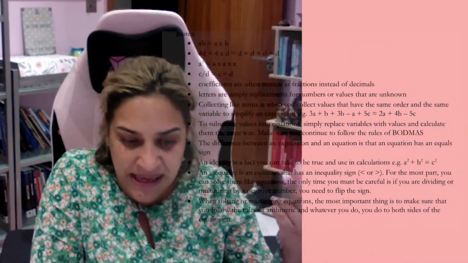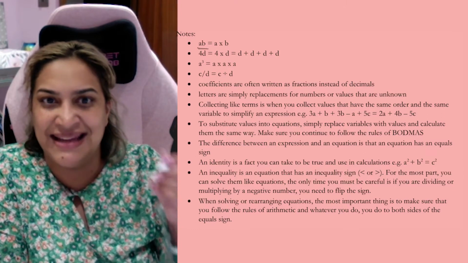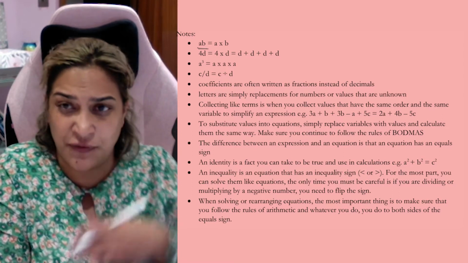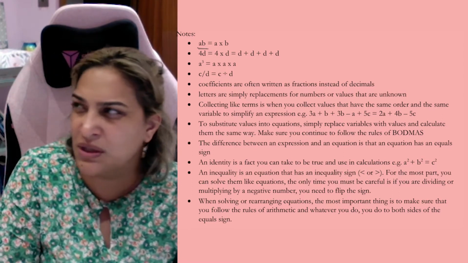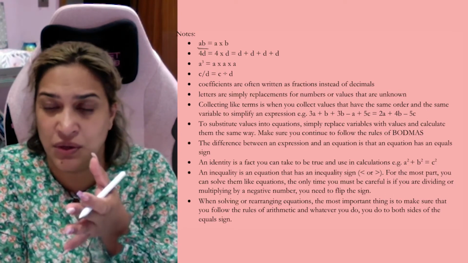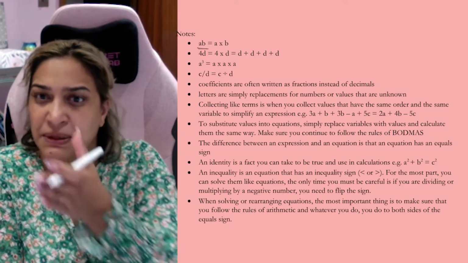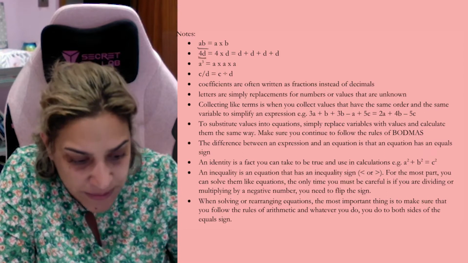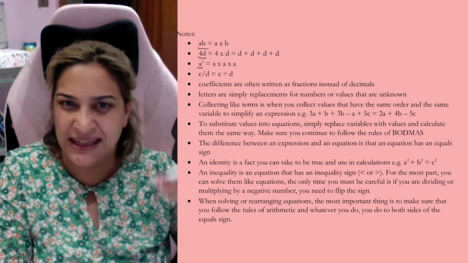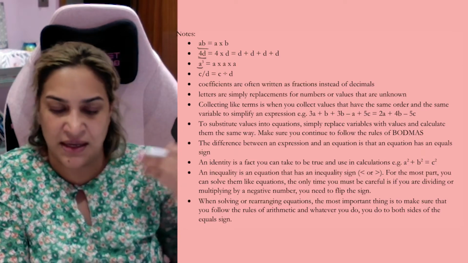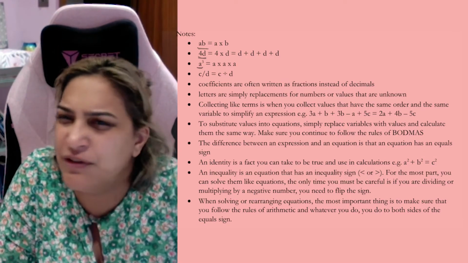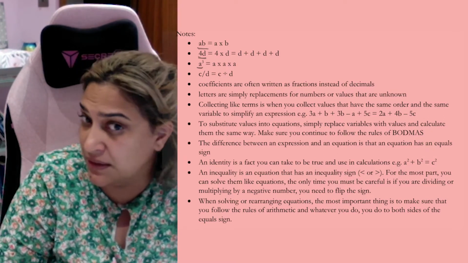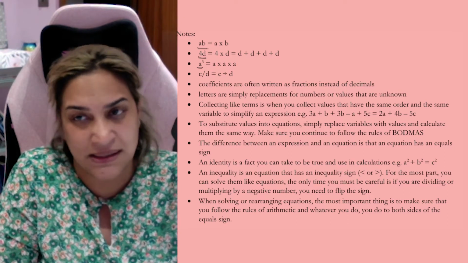So what do they mean? If we have AB, that means A times B. If we've got 4D, for example, that means 4 times D. So 4D is 4 lots of D, which is D plus D plus D plus D. You could have A squared, A cubed. Remember, anything to the power is that times by itself a certain number of times. And a fraction is just a prettier way of saying divide. So C over D is the same as C divided by D.